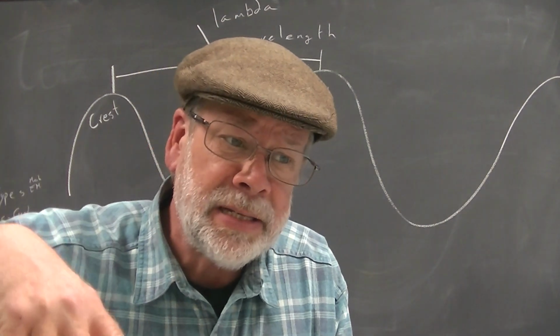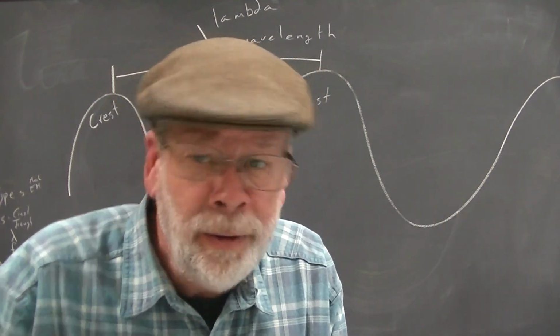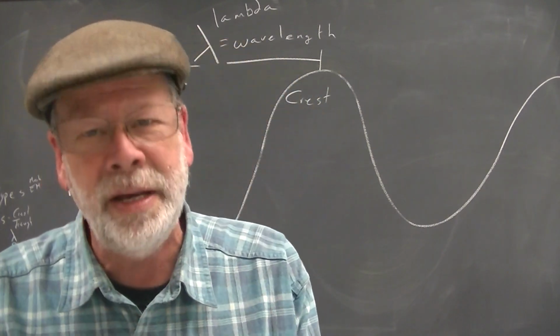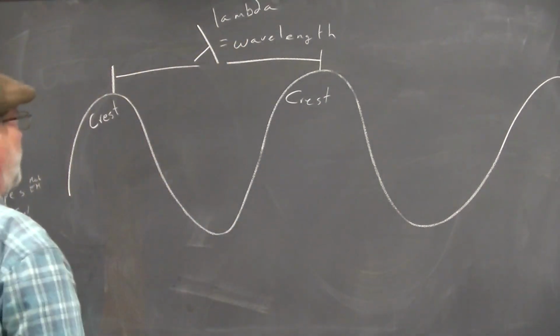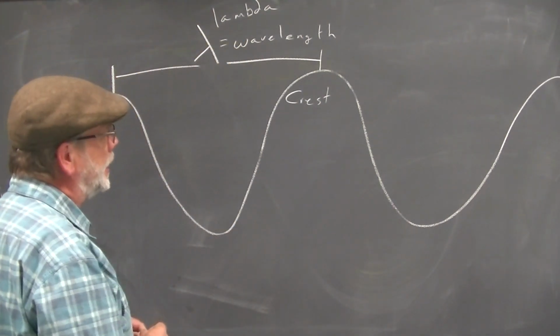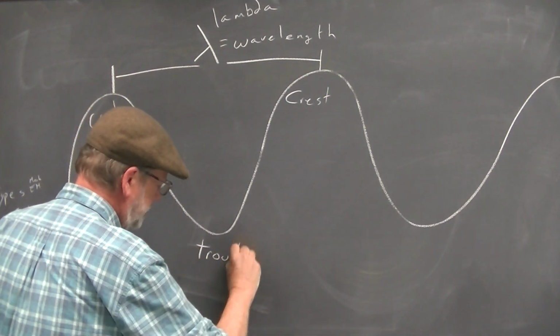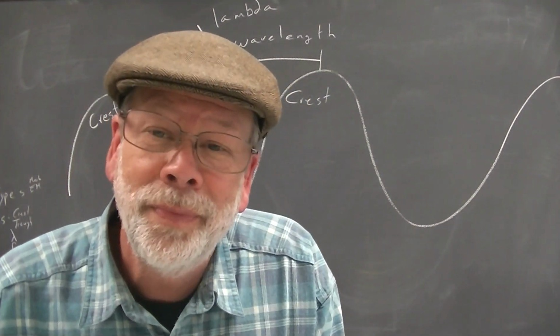In other physics, as you get into college, some of the other variables may change. They do that a lot. Roll with it. Lambda, as far as I've ever seen, will always represent a wavelength. Okay, so lambda is a wavelength. Crest, trough. There's a trough, an upside down crest, as it were.